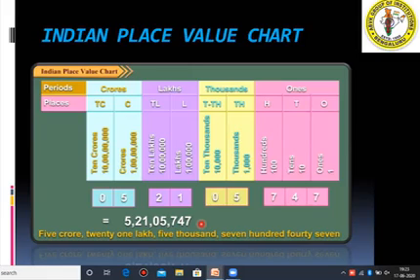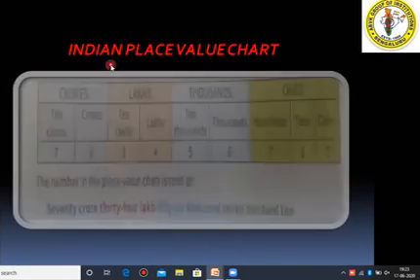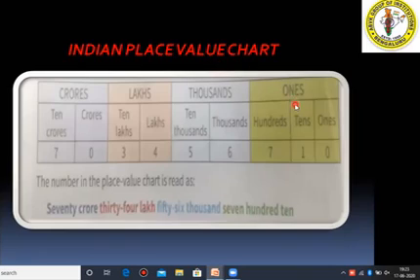Next, let us see the international place value chart. Same as this one, see again the Indian place value chart only. How will we write? Ones, thousands, lakhs, crores. These are called periods. Again in the ones period: ones, tens, hundreds. Under the thousands period: thousands, 10,000s. Under the lakhs period: lakhs, 10 lakhs. Under the crores period: crores, 10 crores. So it is the same way.